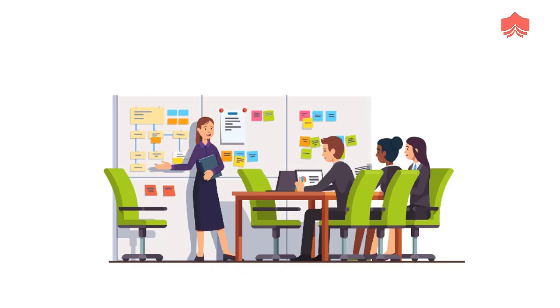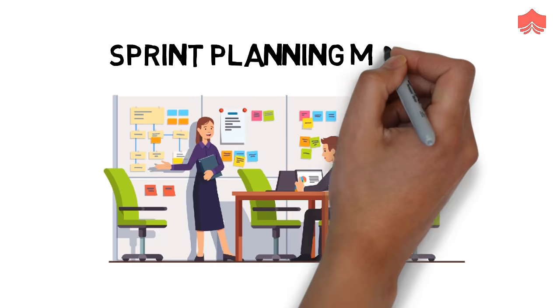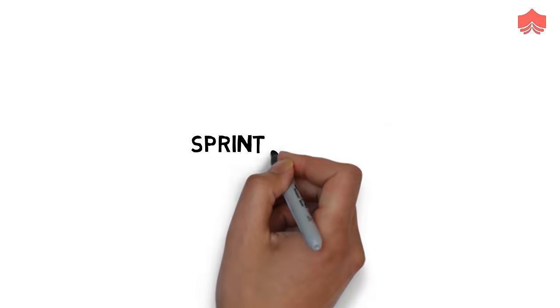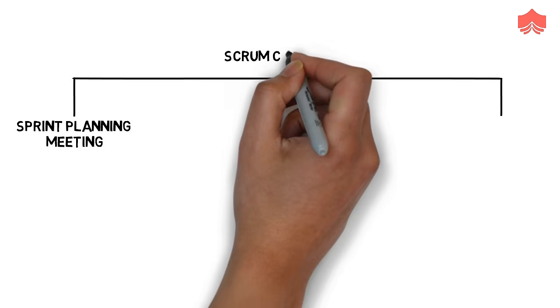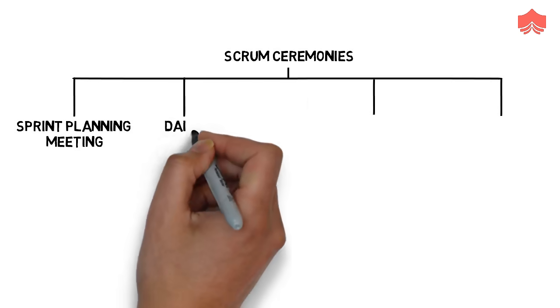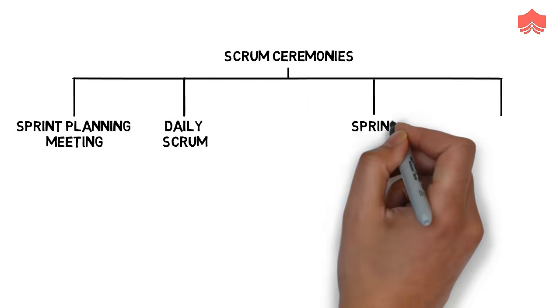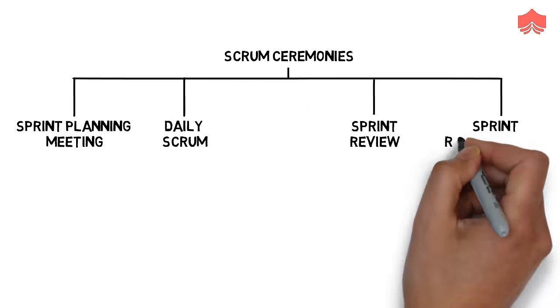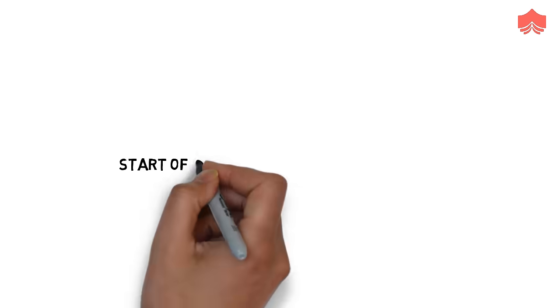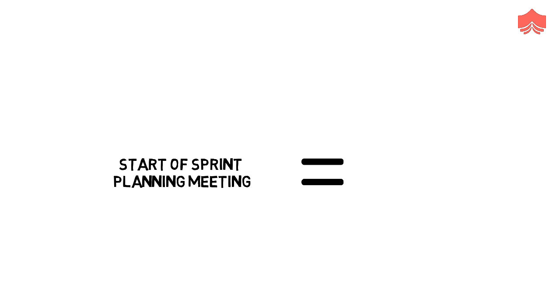In this video, we will be talking about the Sprint Planning Meeting in Scrum. So let us begin. The Sprint Planning Meeting is one of the 4 ceremonies conducted in Scrum, the other 3 being the Daily Scrum, the Sprint Review, and the Sprint Retrospective. The start of the Sprint Planning Meeting is officially the start of the sprint.